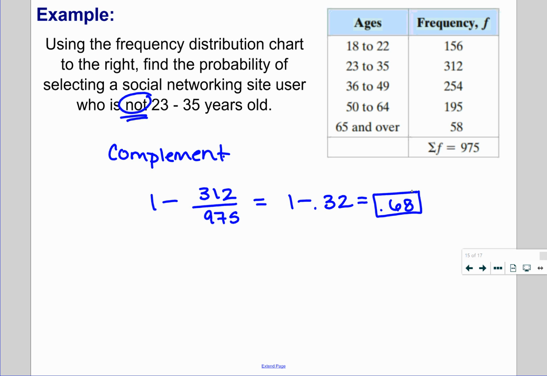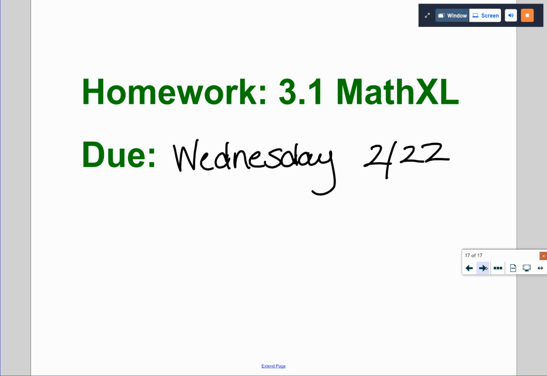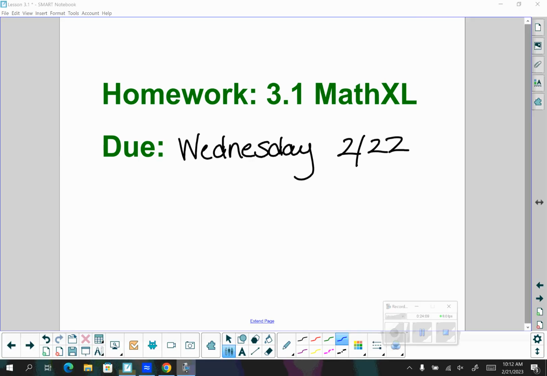Tomorrow we're going to do a little activity with Hershey's Kisses to learn about the law of large numbers, and then we're going to start section 3.2. The homework assignment, 3.1, is due tomorrow night.